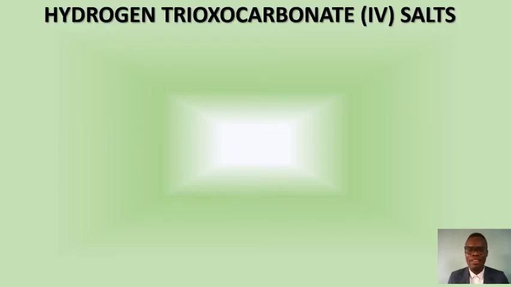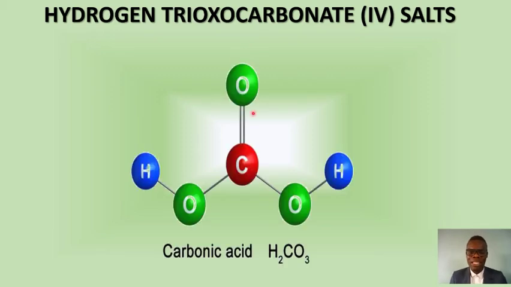Now, let's discuss the acid salts of trioxocarbonate 4 acid, known as hydrogen trioxocarbonate 4 salts. Hydrogen trioxocarbonate 4 salts are salts that are formed when only one of the hydrogen ions in trioxocarbonate 4 acid is replaced. So this is the structure of trioxocarbonate 4 acid. Imagine now that one of its hydrogens is replaced by a metal or an ammonium ion. Now we are going to have this.